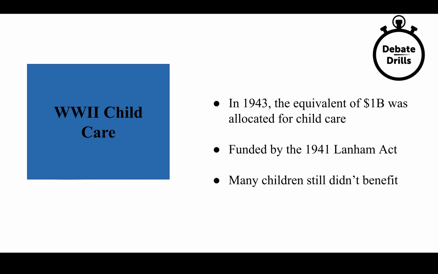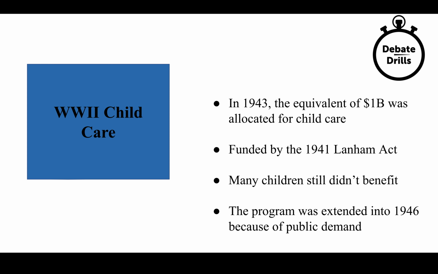However, despite all the money that went into this universal child care program, a lot of children still didn't see any benefit from this. The child care provisions, though expansive, were not truly universal. The program, though, was still very, very popular, and it was extended into 1946 because of public demand. When the federal government indicated that they were going to shut down the program, the public outcry was so loud that the government decided to extend the program further than it had originally planned.